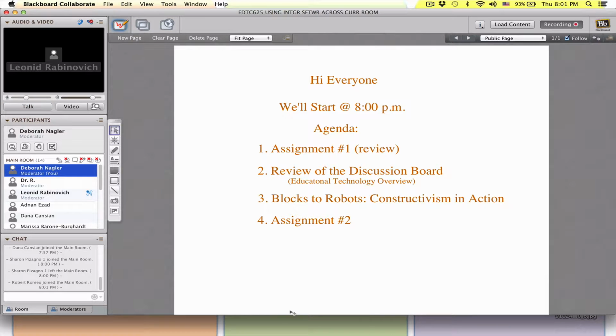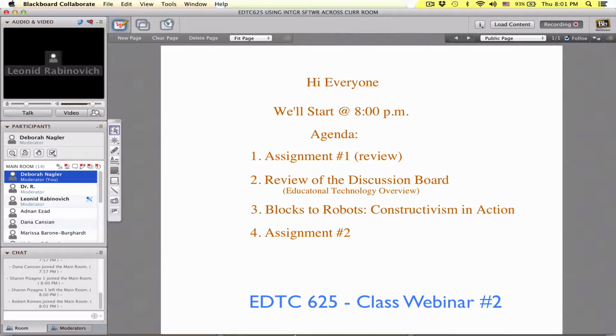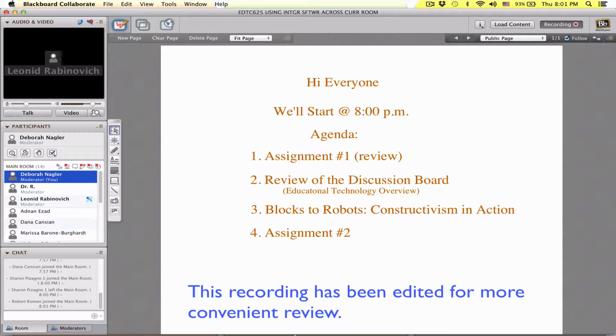Okay, you see the agenda on the screen. I would like to go over assignment number one first. Then we'll go into the discussion board and review our second module and talk a little bit about educational technology in general. And then we'll go into discussion of the blocks to robots, which is our module number three.